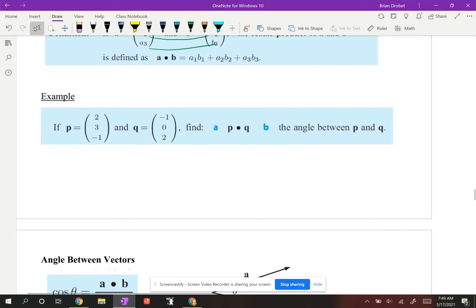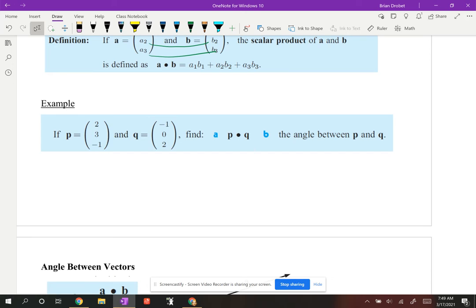All right. And so this is a quick example here. If I wanted to do p dot q in the example given right here, p dot q would be 2 times -1 plus 3 times 0 plus -1 times 2. So -2 plus 0 minus 2, which is -4. So note that the dot product or scalar product comes out as a constant, or in vector speak, a scalar.